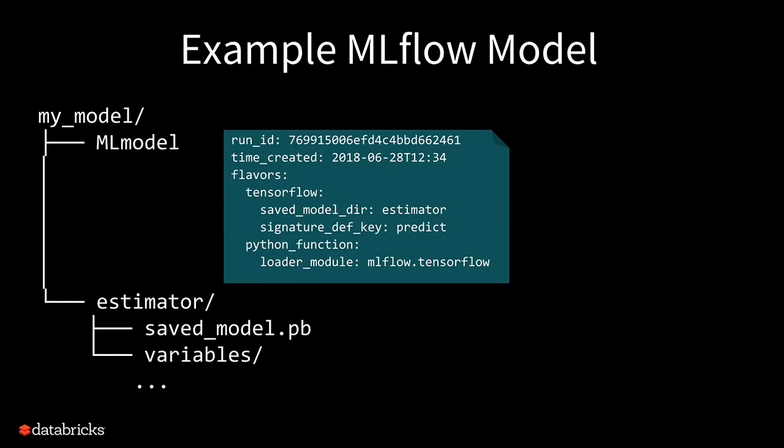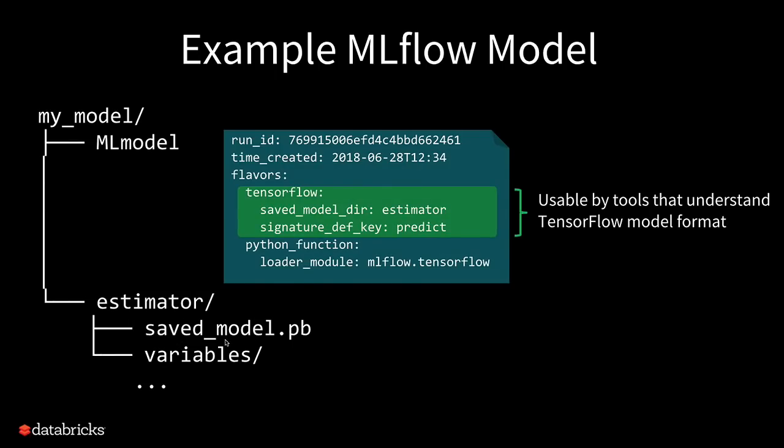So here's an example of an MLflow model. You can see that it's, again, a directory structure with some configuration file and some model-specific files. In this case, it's a TensorFlow model, so we have an estimator here and a saved model. Now, if you look in the configuration file, we can see some generic information such as the run ID which generated this model and when it was created. And then we have this list of flavors. And you can see that it is indeed a TensorFlow model.